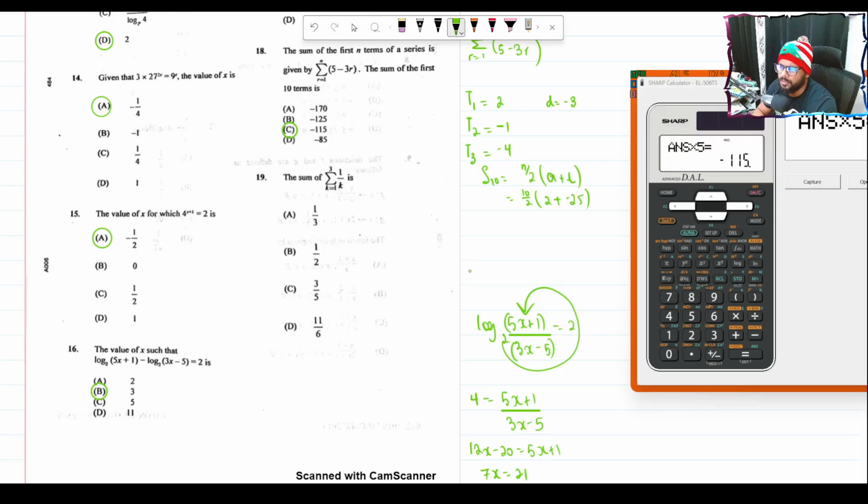The sum of this, so this is just 1 plus 1/2 plus 1/3, which is 1 and 5 over 6, or 11 over 6. Remember, we are plugging in k is 1, then k is 2, then k is 3. This is where I end.